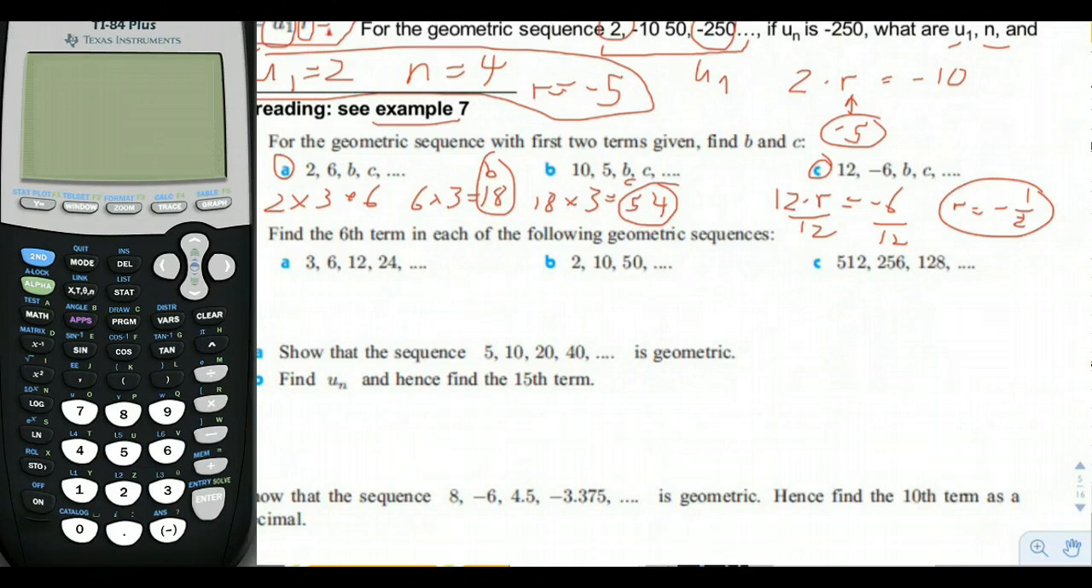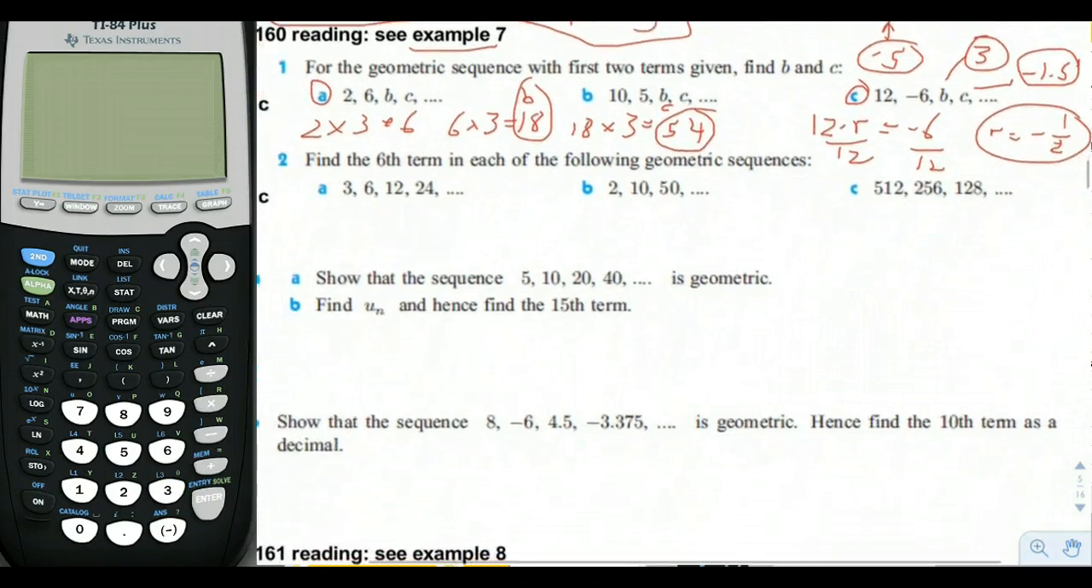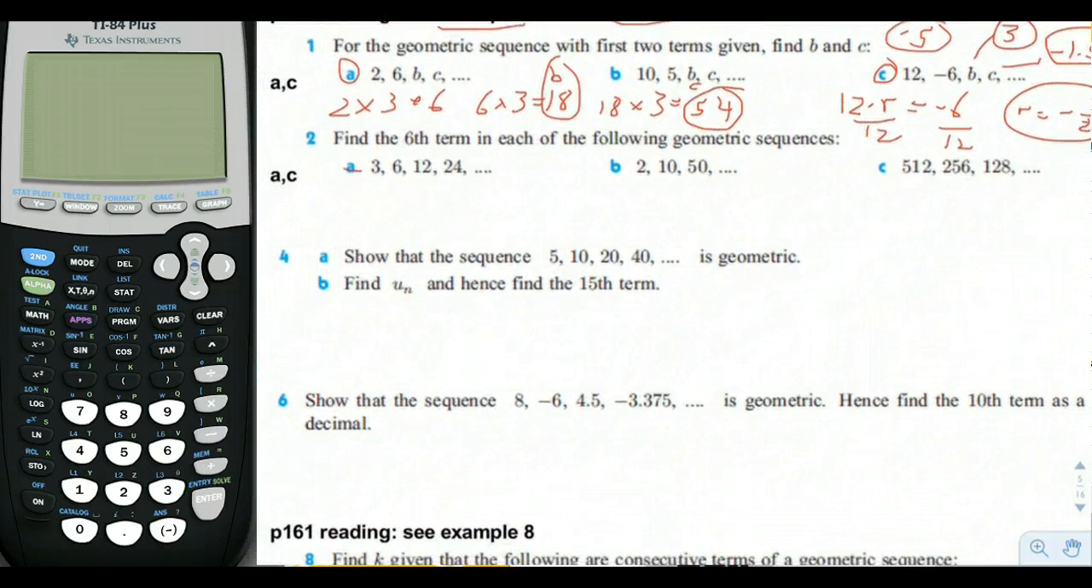So 12 times -1/2 is -6. -6 times -1/2 would be +3. And +3 times -1/2 gives you -1.5. So those are the next two terms for that one. Okay, for number 2, we're going to do this one and this one. Find the sixth term in each of the following geometric sequences. Now in this case, they're asking for the sixth term, not the fifth and the sixth.